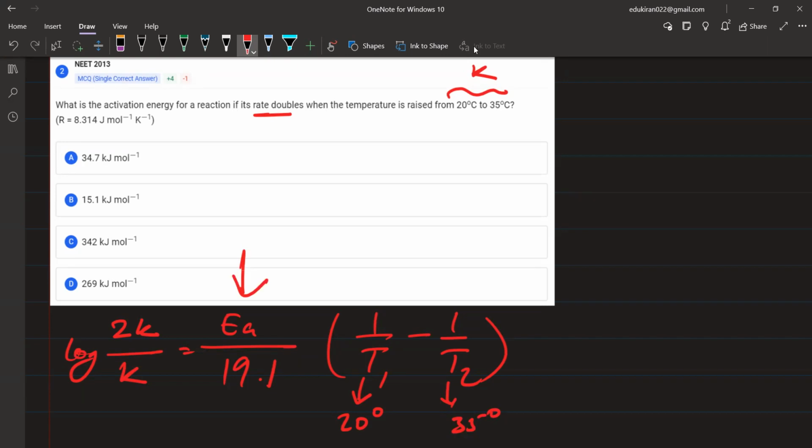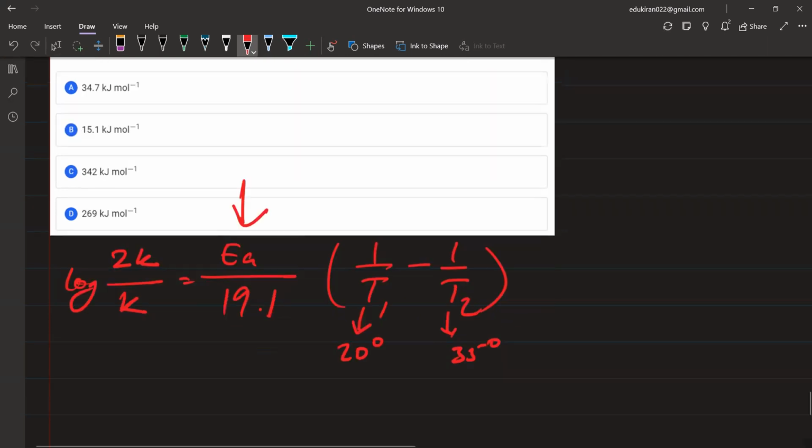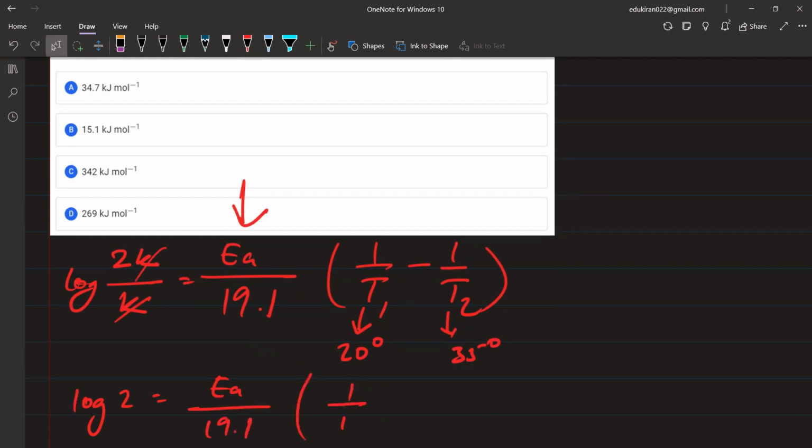ओके, so if I write some more simplification, so this will be log 2 will be equal to EA upon 19.1 into 1 upon T1 minus 1 upon T2. ठीक है, so T1 T2 में प्लग इन कीजिएगा केल्विन स्केल की वैल्यूज and then you will calculate for EA.